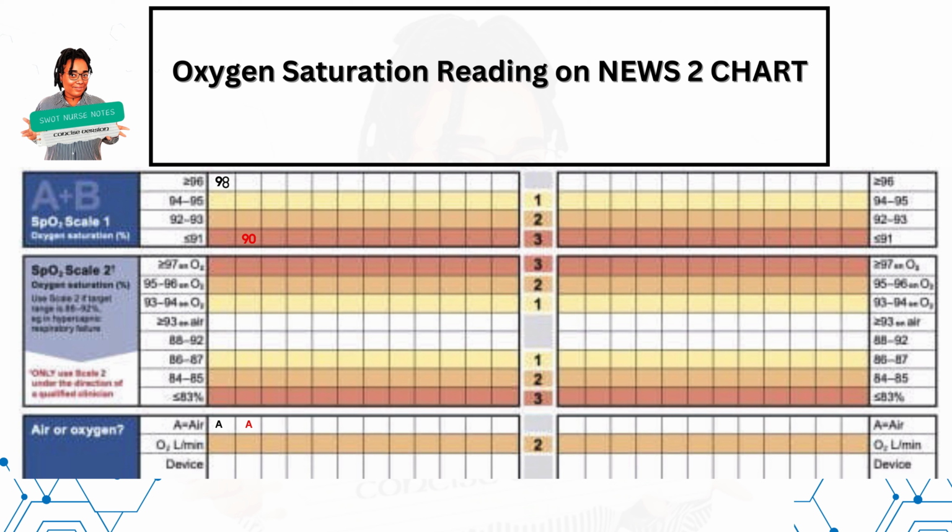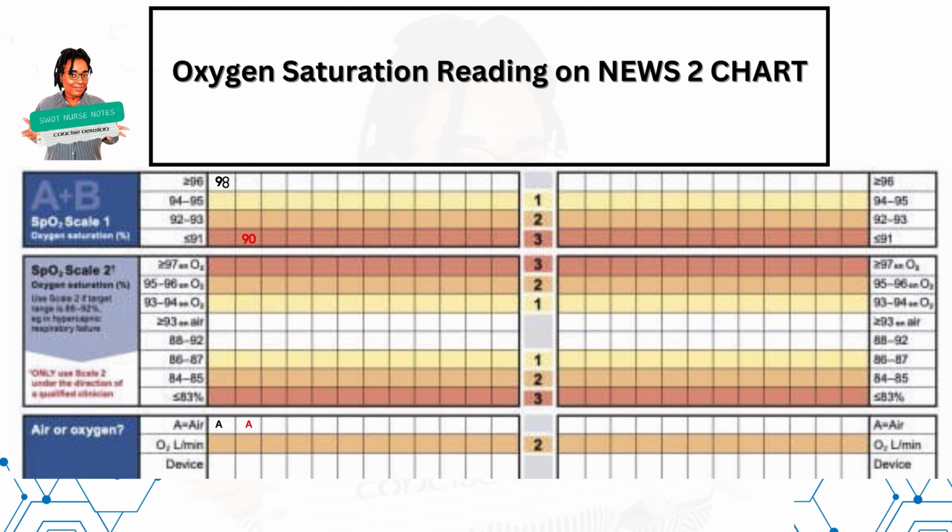Example 2, a SpO2 reading of 90% on room air. Where would you write this reading? As seen on the chart in red, you would write this reading in a different column. Why? This is a new reading for the same person. Why should it be written in that row? The row is for SpO2 readings less than or equal to 91%. 90% is less than what the chart states. Please note that at the end of the row where the 90 was written, it obtained a score of 3.